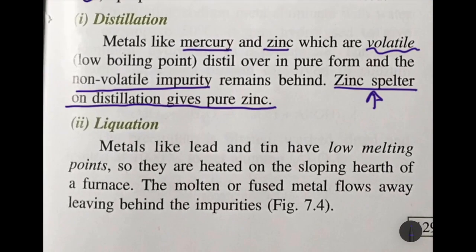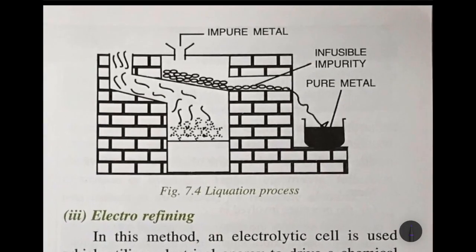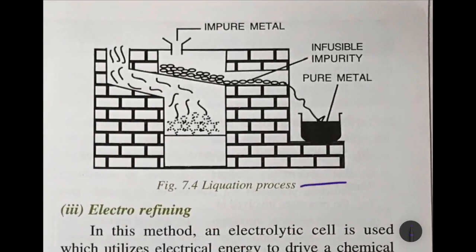Next is liquation. Metals like lead and tin have a very low melting point, so they are heated on the sloping hearth of a furnace. Furnaces are huge fireplaces. The temperature is very high, so that the crude metal will get melted and flow down. The pure metal will flow down, leaving behind the impurity. This is how liquation is done.